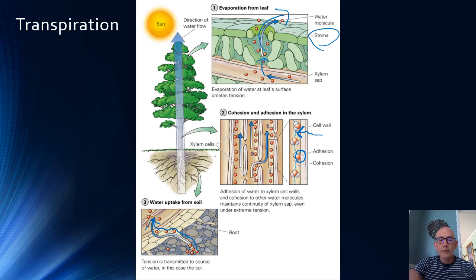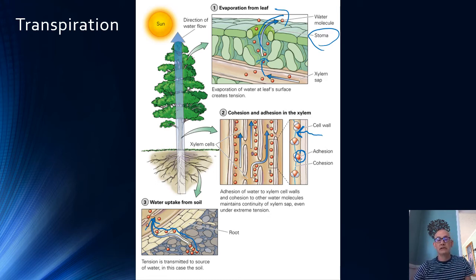As one water molecule leaves, it draws on the water molecule behind it, and it keeps dragging it up like a chain. And that's how the water is drawn up through the leaf and through the xylem from the roots, and it doesn't fall backwards because of the adhesion principle of it sticking to the side of the xylem cells.